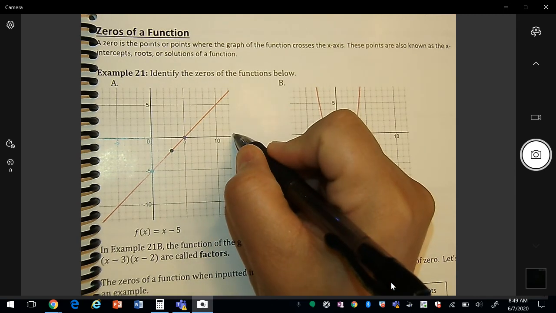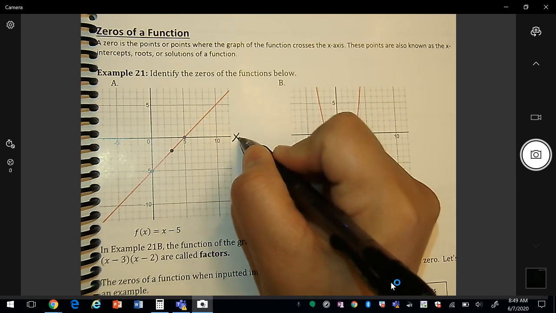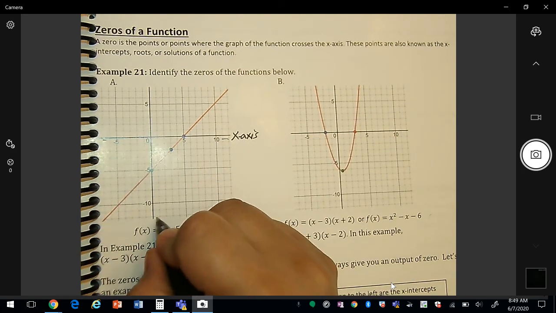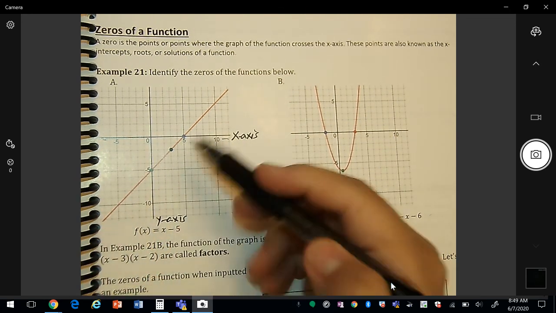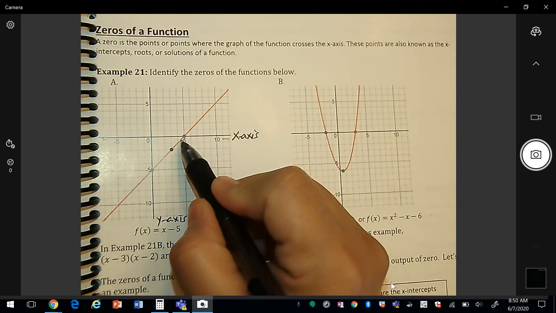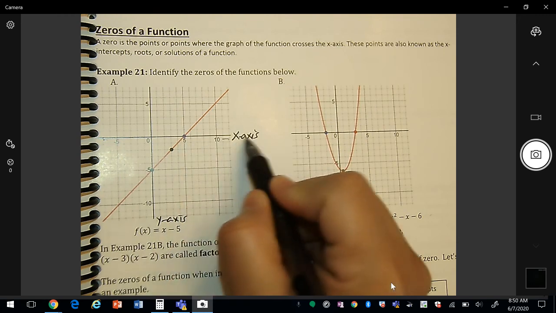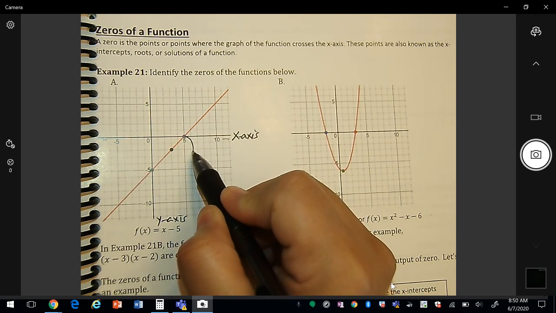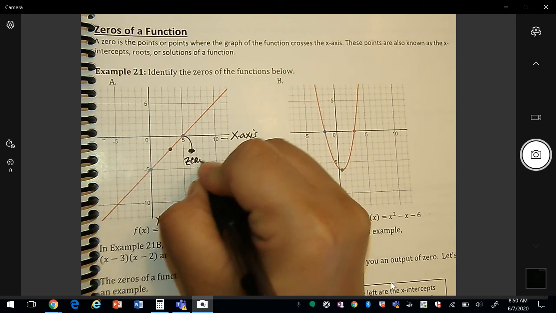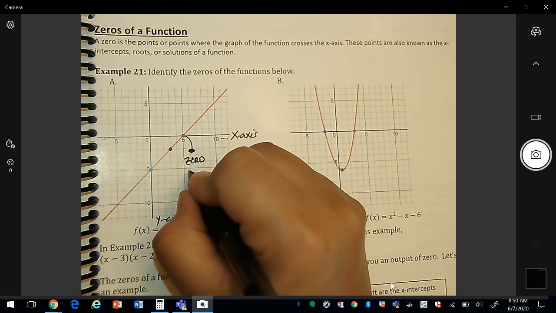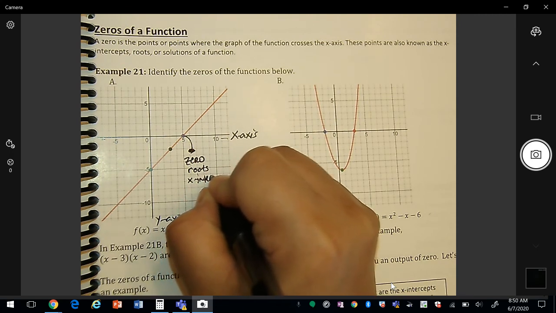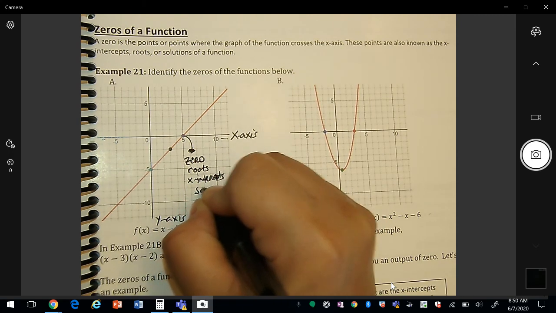So on a graph, this is your x-axis, this horizontal line, and your y-axis is this vertical line. So a zero is going to be the point where the graph crosses the x-axis. So at this point here, this is what we call a zero. But like the definition says, sometimes we call them roots or x-intercepts or solutions.